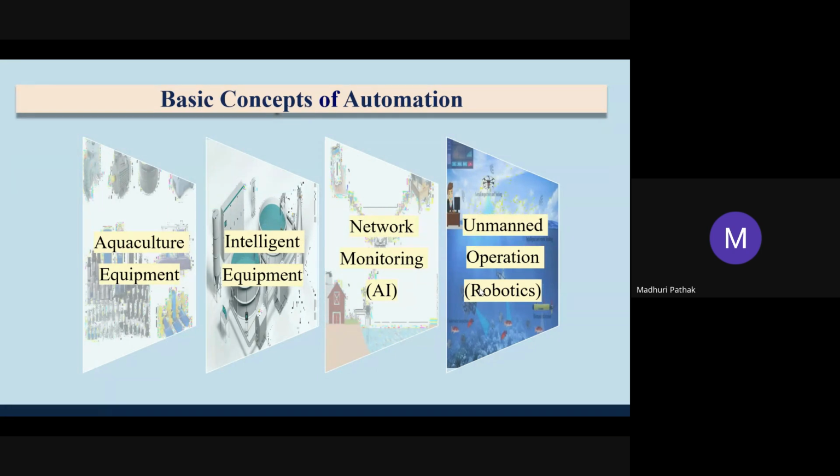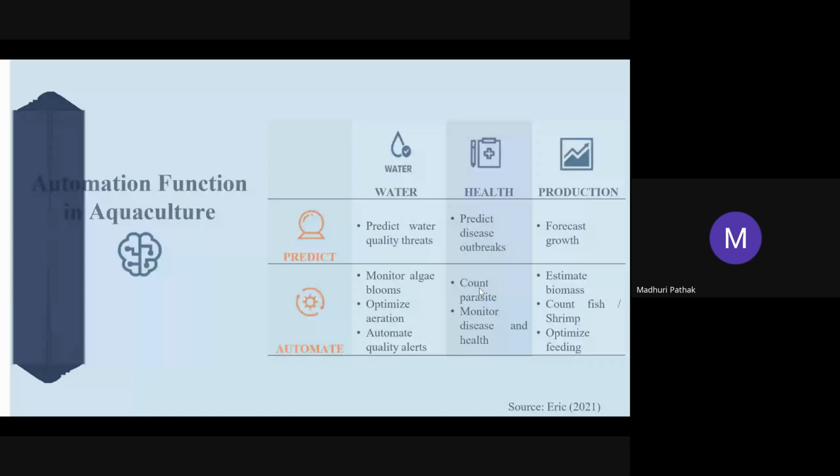I don't have to keep my manpower on the farm to switch on and switch off the aerators. That is why robotics is like unmanned operation. If I place this, and at what time of the day dissolved oxygen is getting decreased, at that particular time, in a 1 hour window, I need to switch on the aerators. That way we can go for an automation system by using artificial intelligence and robotics.